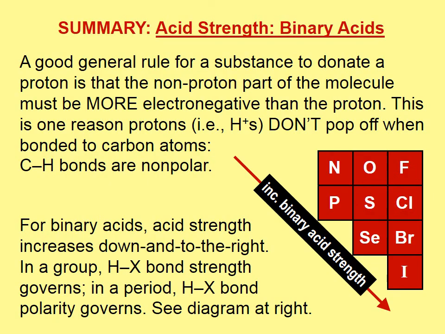Let's summarize. A good general rule for a substance to donate a proton is that the non-proton part of the molecule must be more electronegative than the proton. This is one reason protons, i.e. H pluses, don't pop off when bonded to carbon atoms. CH bonds are nonpolar. For binary acids, acid strength increases down and to the right. In a group, HX bond strength governs. In a period, HX bond polarity governs. See the diagram at right.